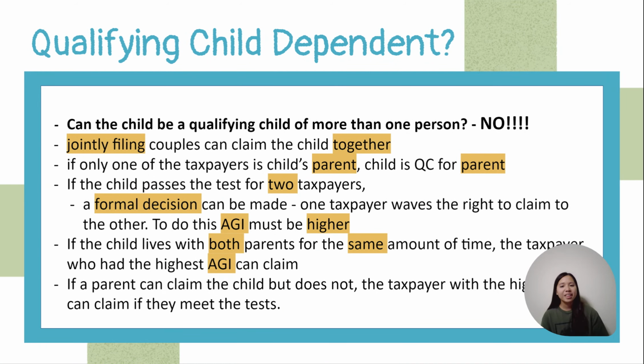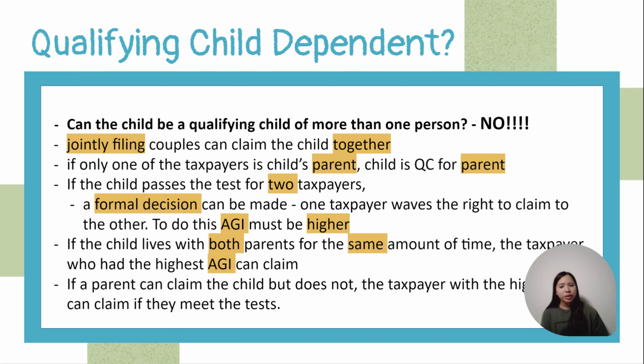So, can the child be the qualifying child of more than one person? The answer is no. Jointly filing couples can claim the child together because they jointly file. However, sometimes you come across the case of divorced parents or two taxpayers who might have claim to the same dependent. In this case, only one of them will be able to claim the dependent. So you go through a series of questions to determine who is going to claim this child dependent.